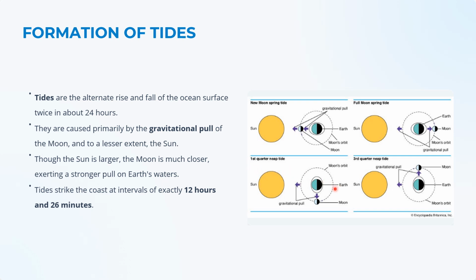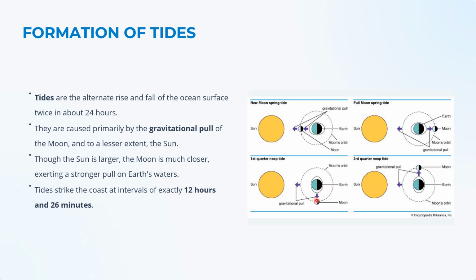Neap, N-E-A-P, neap. First quarter neap tide. First quarter means if we start this circle, we can divide it into 4 quarters. First quarter means 1/4 of the entire cycle of the moon's travel path, right? So this is the first quarter moon, and this is pulling this water towards it, means the high tide is in the north and south pole, and these two, east and west, are facing low tide, right?